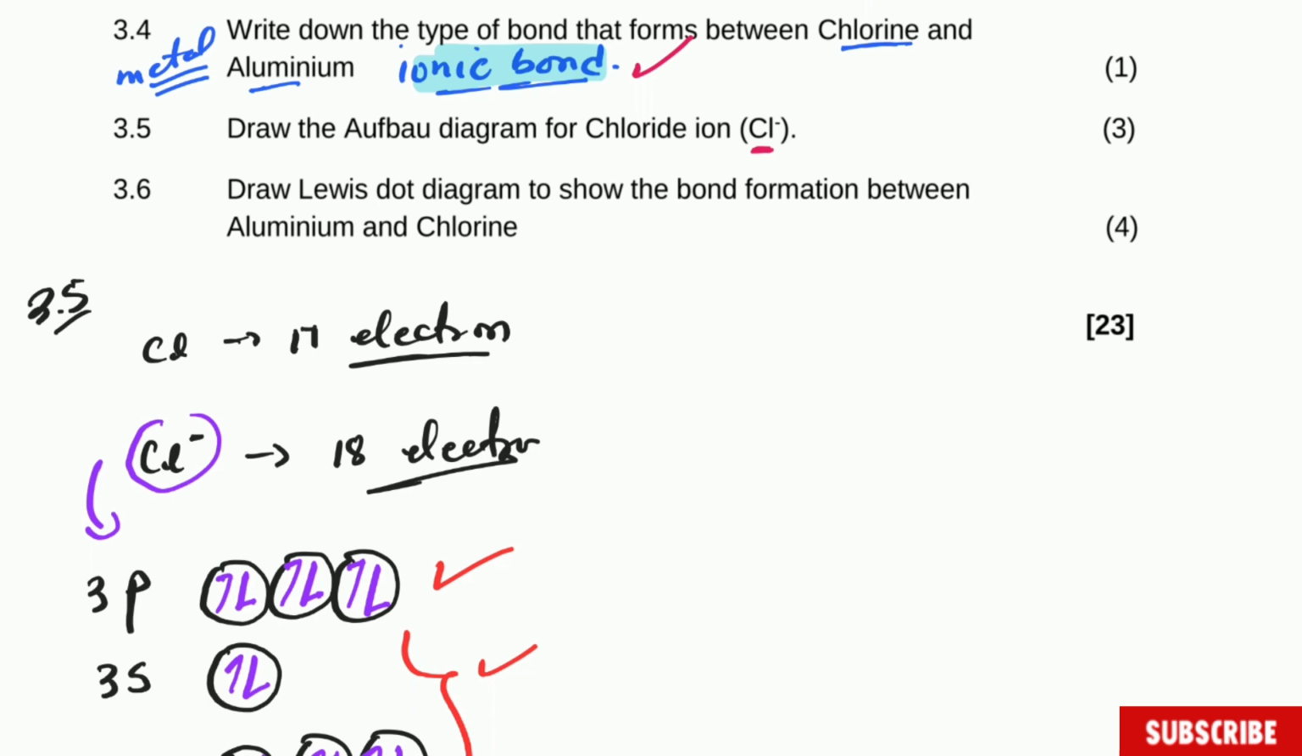So now, this one could be a little bit tricky, and it's very important. So 3.6. First of all, we are going to draw the Lewis dot diagram for each of them individually. Okay, so we remember aluminum has 3 valence electrons. Let's go to the periodic table.